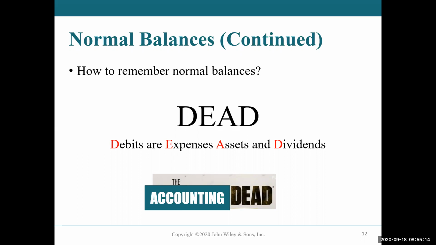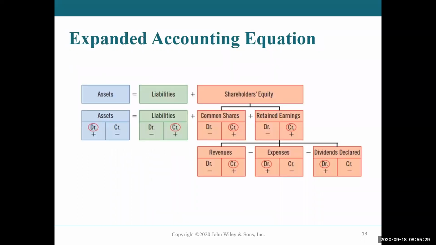So always a good idea to look at your transaction and determine the normal balance first, then recognize whether the total balance has to go up or down, and then from there we can figure out how our journal entry should look. So this is your expanded accounting equation. Your accounting equation, as we had mentioned in the earlier lesson as well, was assets equals liability plus shareholder equity.